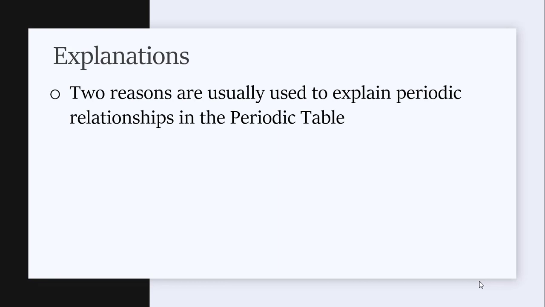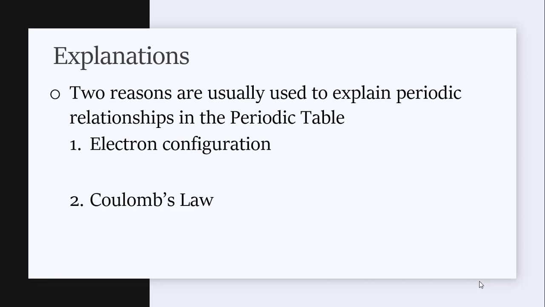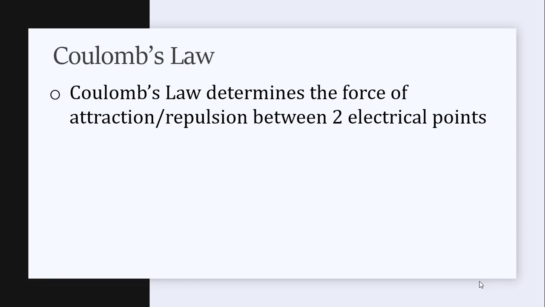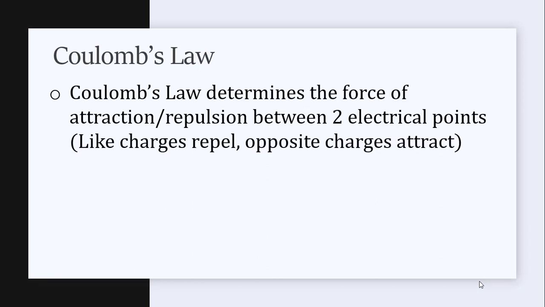When it comes to the periodic table, there are two frequently used reasons to explain the periodic relationships. The first is electron configuration, which you know about, and the second is called Coulomb's law. The electron configuration frequently plays into Coulomb's law, but you don't know Coulomb's law yet. So what is Coulomb's law? Coulomb's law determines the force of attraction and repulsion between two electrical points.